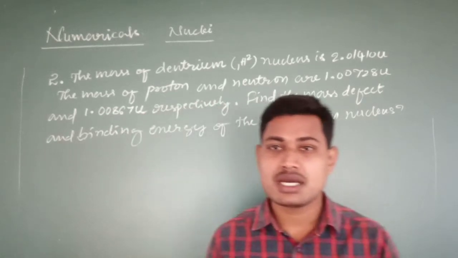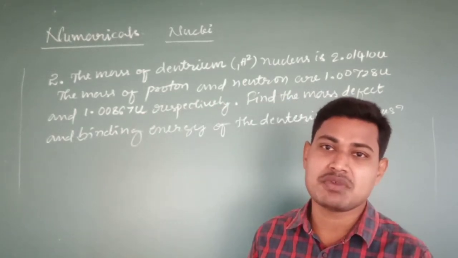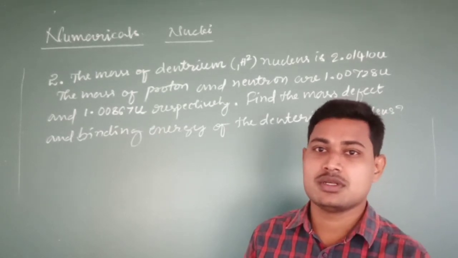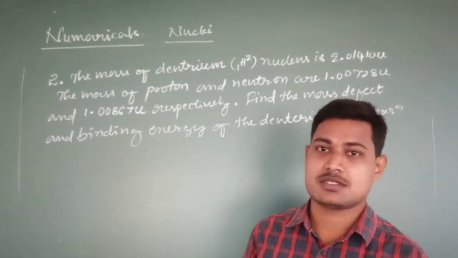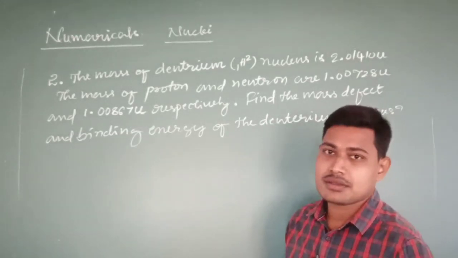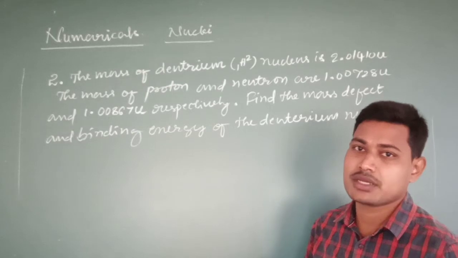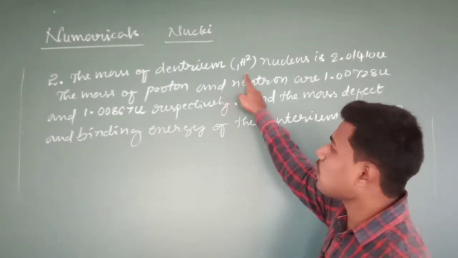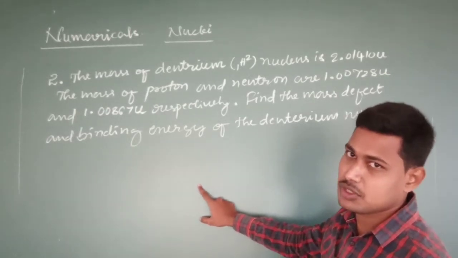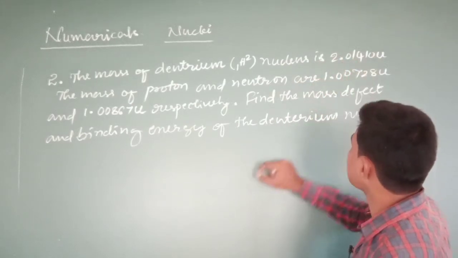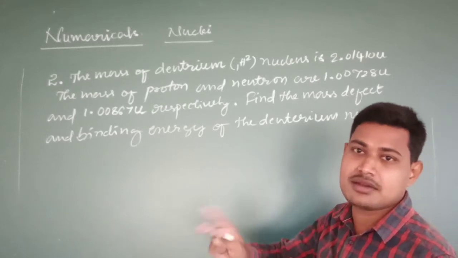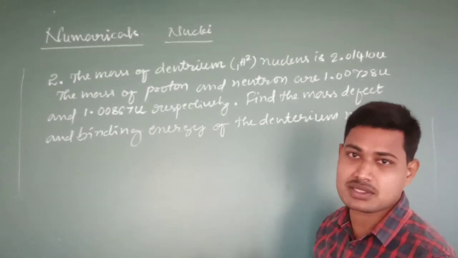You know that mass defect is nothing but the difference between the sum of the masses of the constituent nucleons and the actual mass of the nucleus. Is it right? Here the sum of the masses of the constituent nucleons of this deuterium we need to find first. And the actual mass of the deuterium nucleus is given here, that is 2.01410 atomic mass unit. So, thereby you will get the difference in mass, that is mass defect.